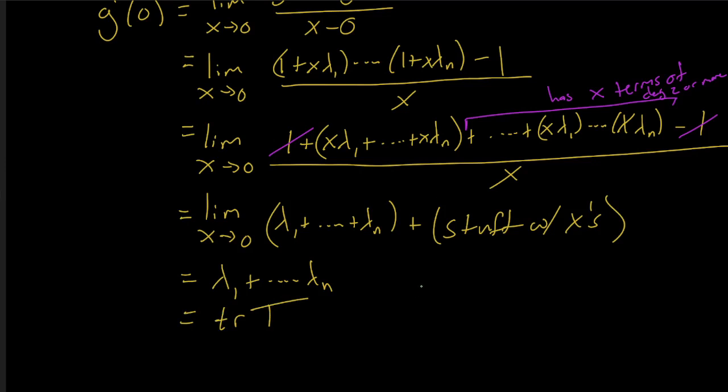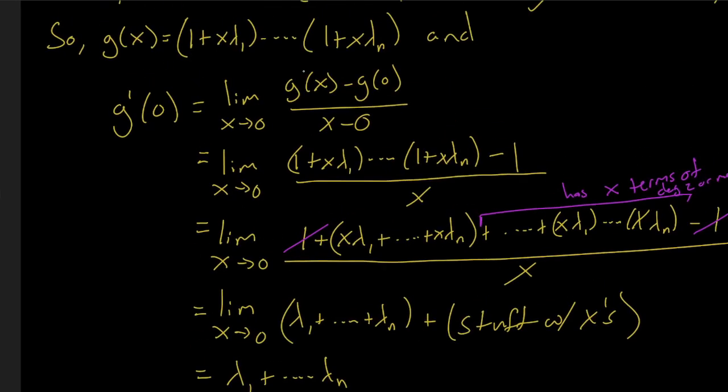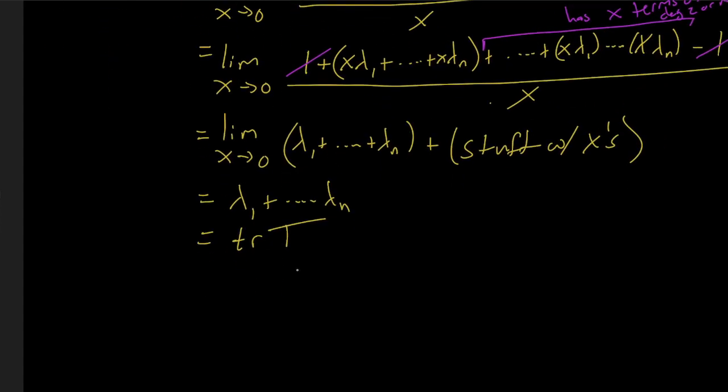Everyone follow that piece? Basically, all it says is, hey, look, g of x looks like this. There's a constant term. It's equal to 1. The term next to x just has lambda 1 plus lambda 2 all the way up to lambda n as its coefficient. And then all the rest of the terms have higher powers of x. When you divide by x, they'll still have x's. So those ones get zeroed out by this limit. This piece right here is the only part that survives. The constant terms cancel each other out. You just get back the trace.